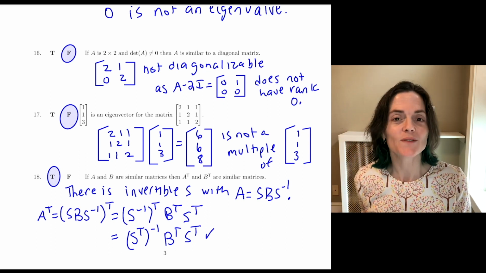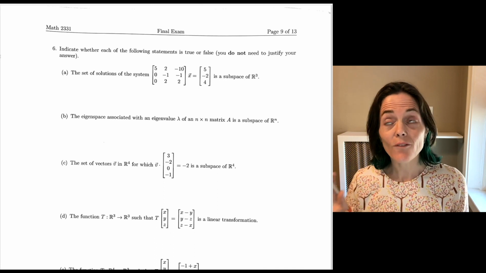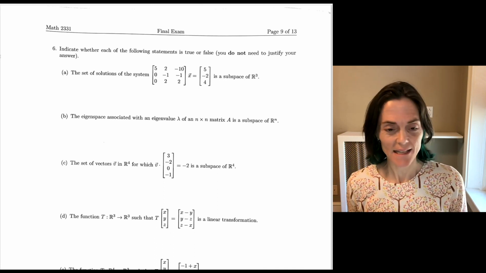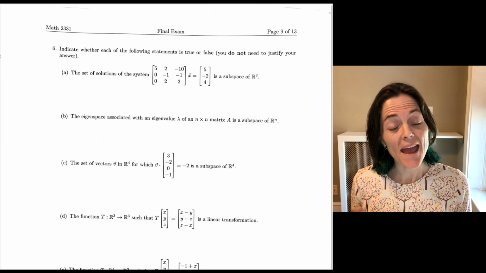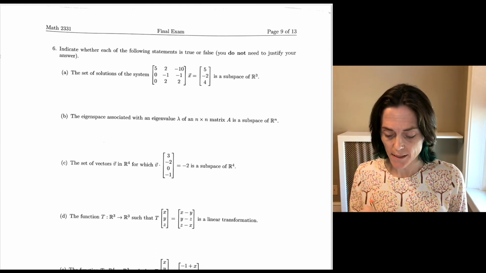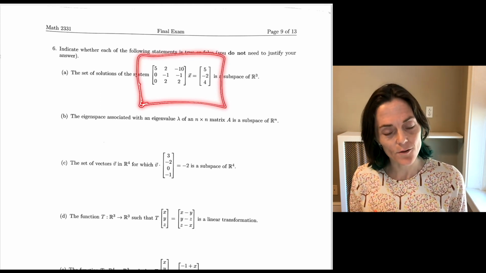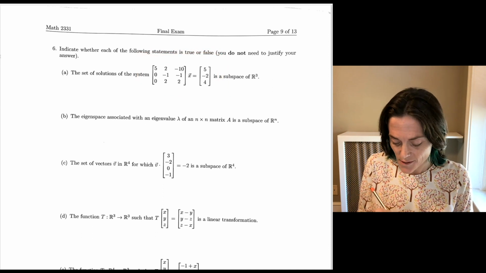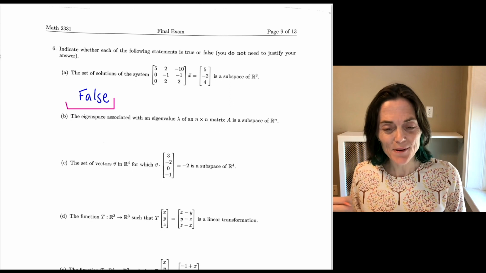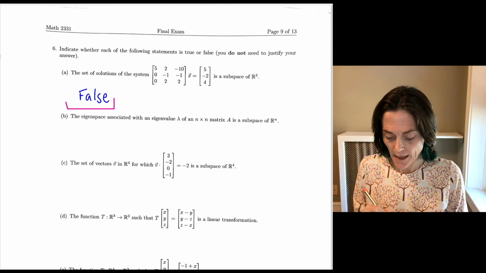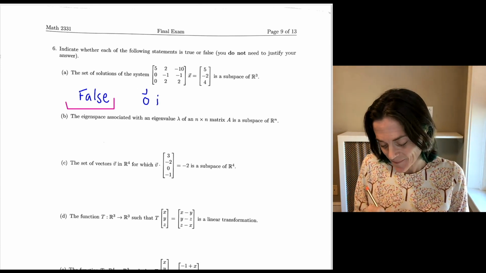Now, let's move on. This page has 6 true and false from the fall 2022 final exam. Well, letter A, the set of solutions of this linear system is a subspace of R3. This is false. The reason, well, for example, 0 is not a solution, and every subspace must contain 0.